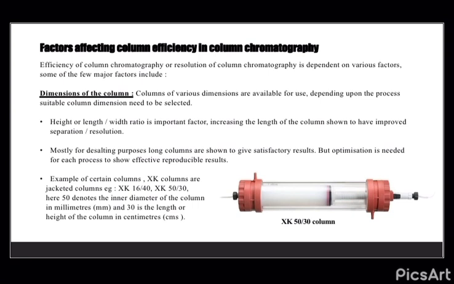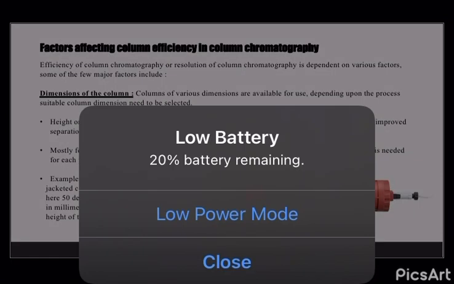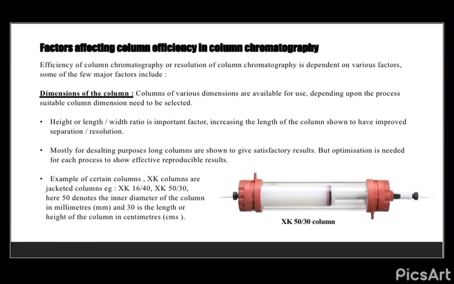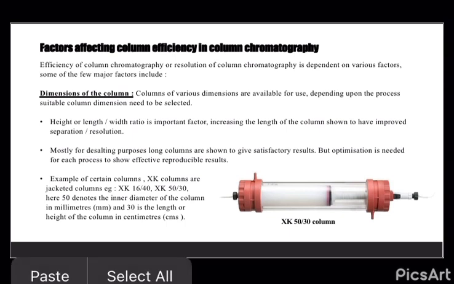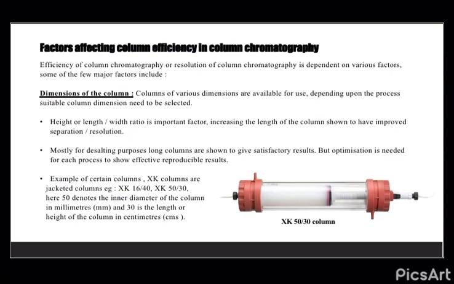This was all about the introduction to chromatography and column chromatography. Now is the main topic of my presentation, that is factors affecting column efficiency. There are several factors that affect the efficiency of the column, such as dimension of the column, its temperature, flow rate, packing, particle size, absorbent, etc. I'll discuss each of them separately and give you a brief idea about each of them.